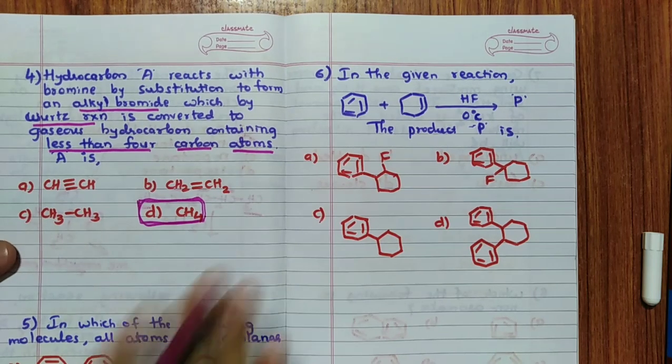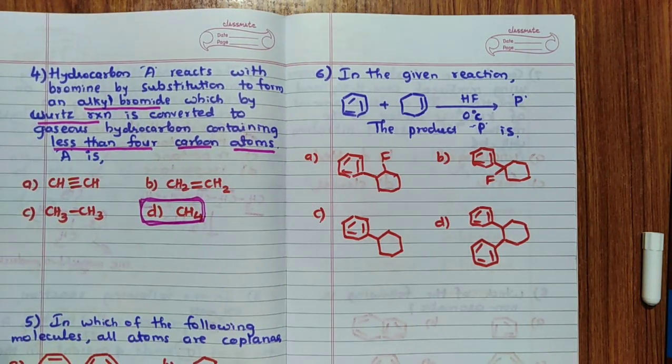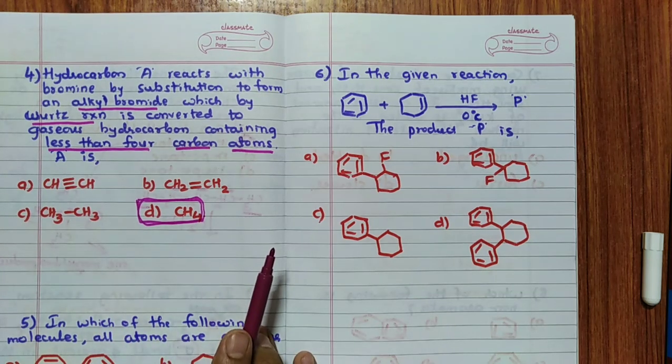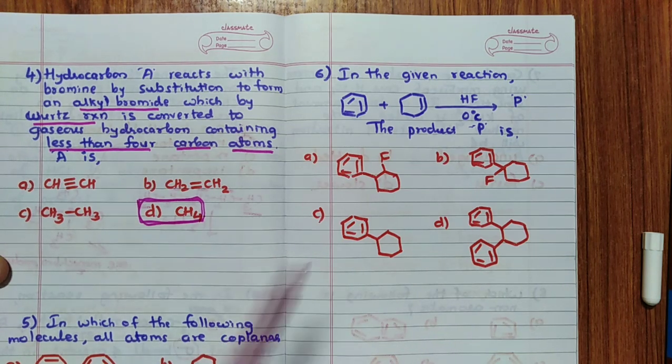Because the hint is what? Less than 4 carbon atoms you have to get after Wurtz reaction. Which means alkyl bromide should have 1 carbon only. 1 carbon only. You cannot get 2 carbon. If 2 is there, it doubles the carbon, so 4 it will form. Remember. Hence the answer for this is C.